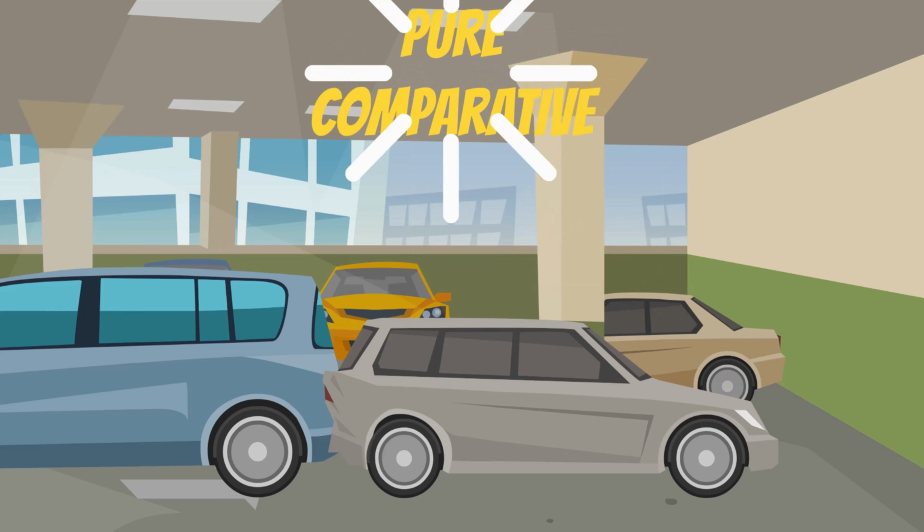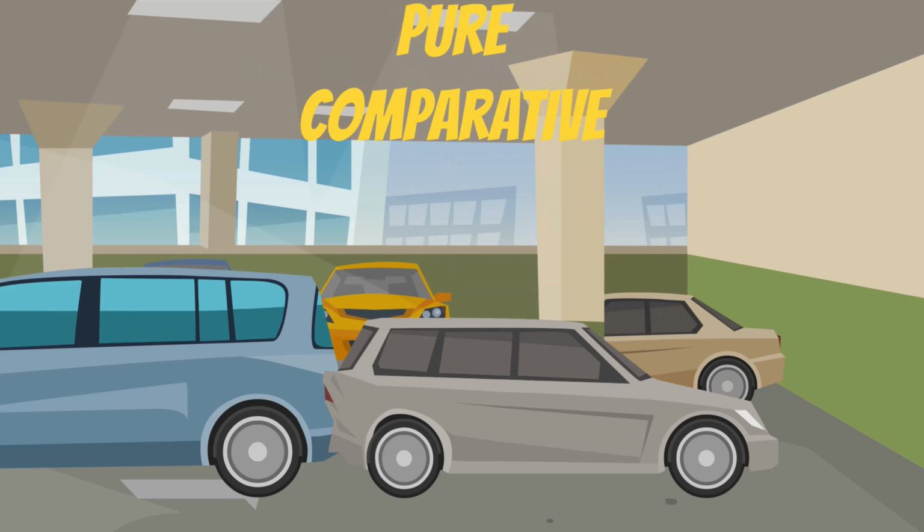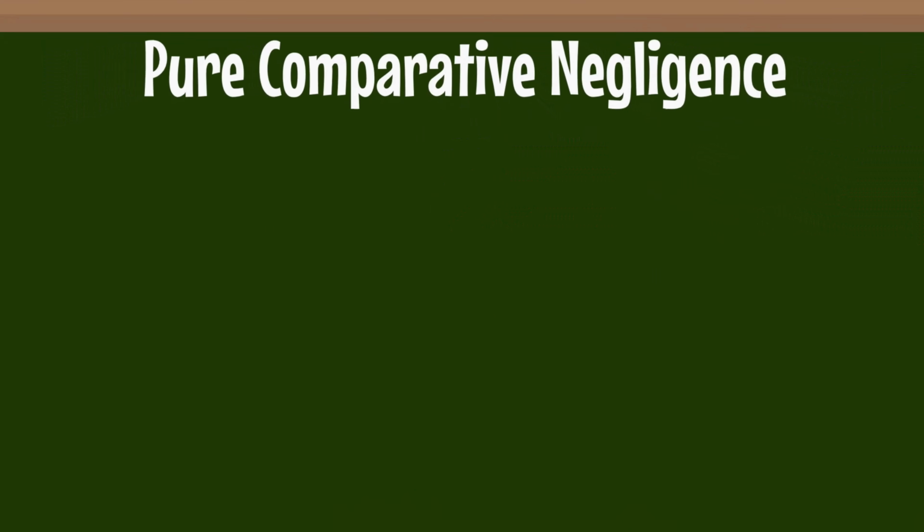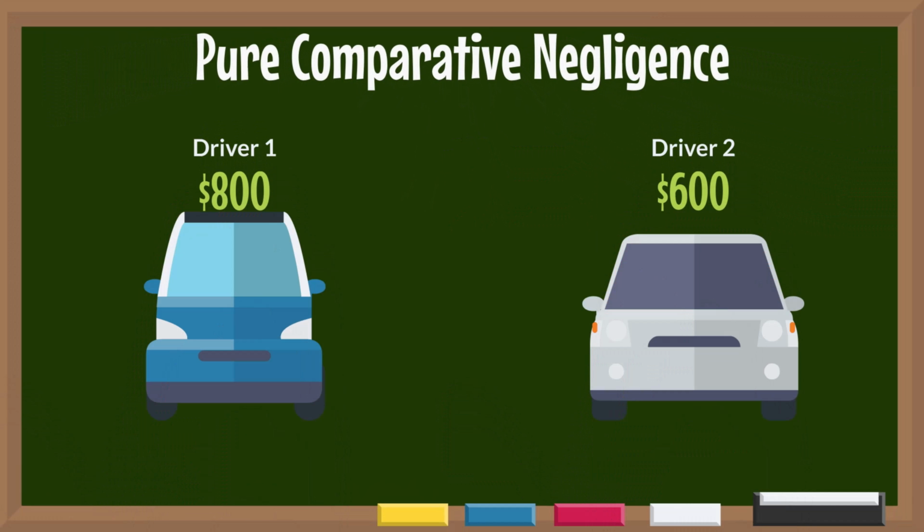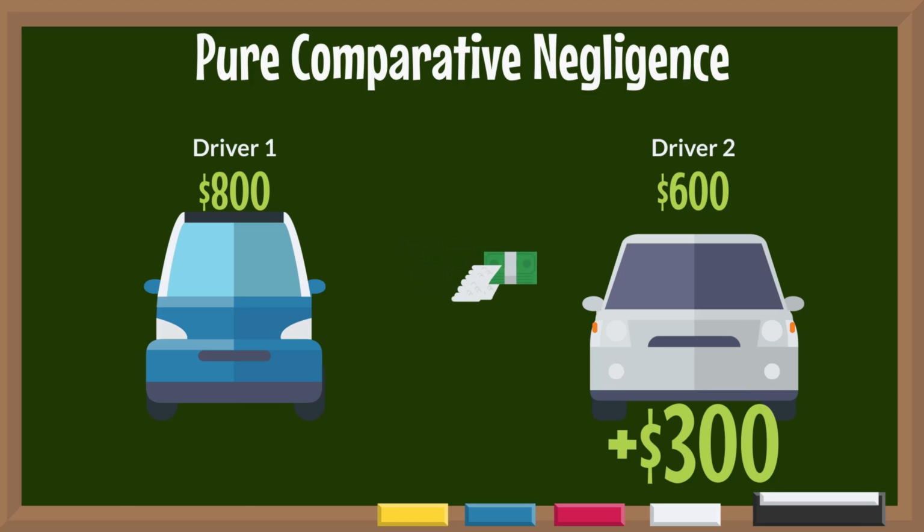This is an example of pure comparative negligence, and each driver can recover money from the other party in the amount in which they are not at fault. So with this same example, let's say that driver 1's damages came to be $800 and driver 2's damages came to be $600. Since both drivers are 50% liable for the accident, driver 1 can recover $400 for their damages, and driver 2 can recover $300 for their damages.